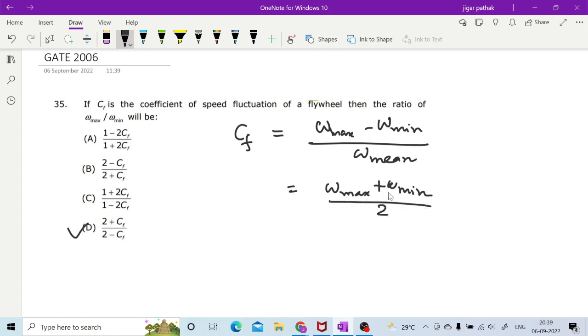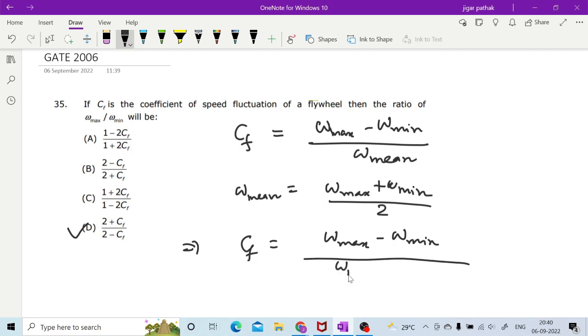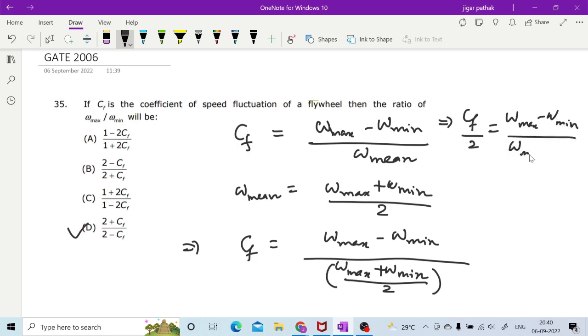This is what omega mean is, right? So if you put omega mean in the above equation, then CF is equal to (omega max minus omega mean) by (omega max plus omega mean) by 2. Now if you further simplify, then it will be CF by 2 is equal to omega max minus omega mean divided by omega max plus omega mean, right?